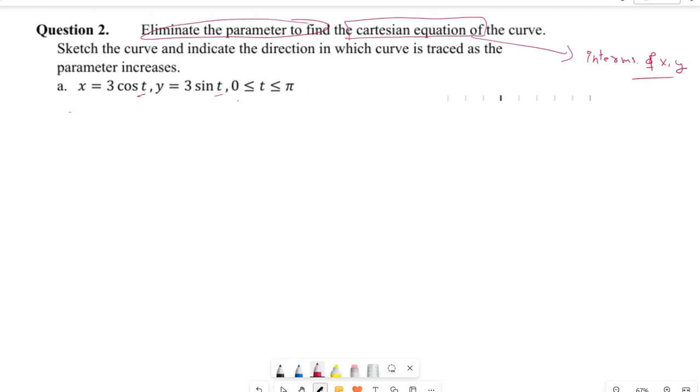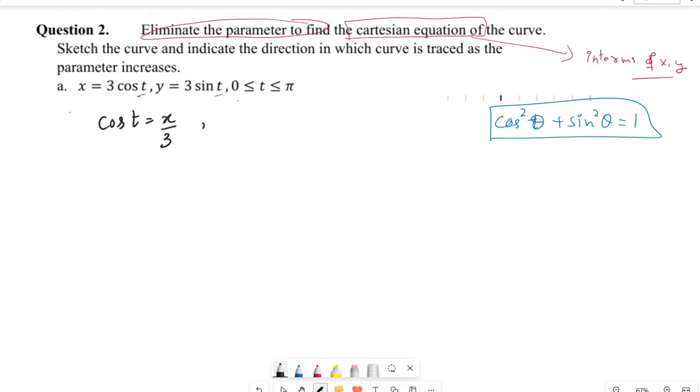For this, most of the questions will be different, so we will do a few questions to practice it. What is the relationship between cosine and sine? We know from our trig class that cosine squared theta plus sine squared theta, for any theta, is always equal to 1. So I'm going to use that strategy and try to find cosine t from here. This will give me x by 3, and sine t from the second equation is going to give me y by 3.